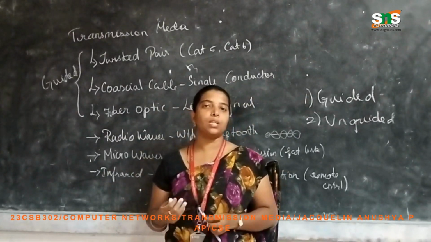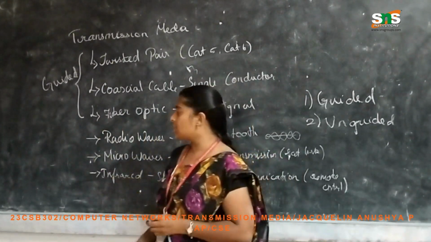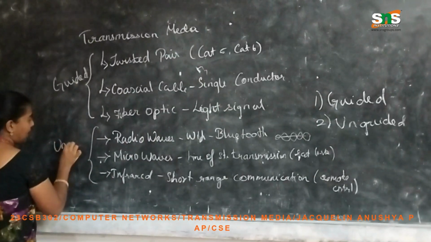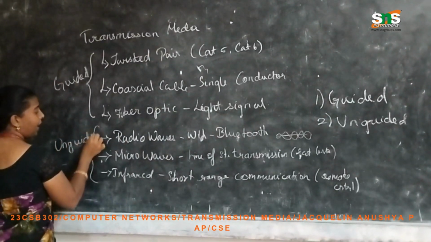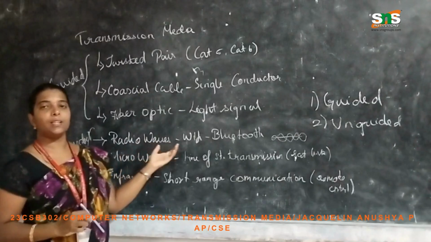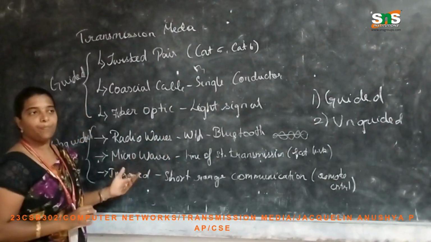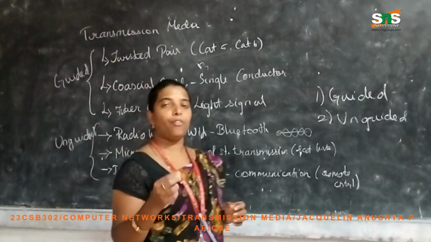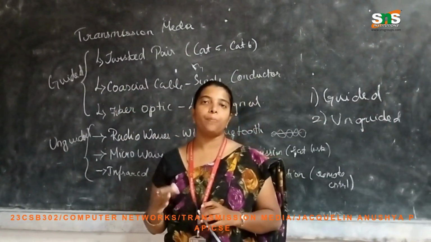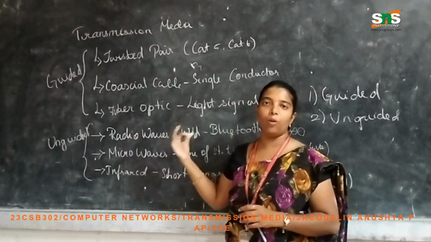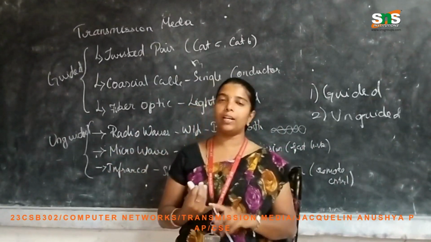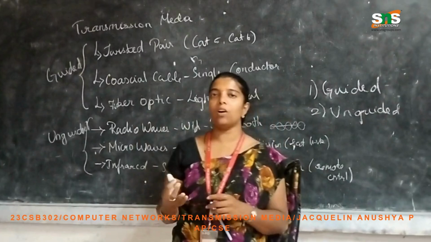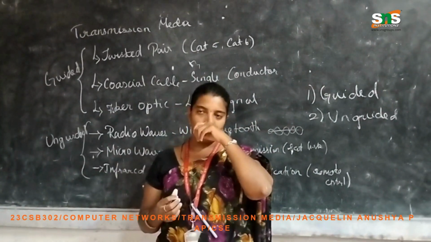Next we are going to see wireless communications, which we call unguided transmission media. In unguided transmission media, you will have three kinds of waves: radio waves, microwaves and infrared waves. In radio waves, you have two types, Wi-Fi and Bluetooth. We normally use Wi-Fi for connecting our internet communication from one device to another device, or even use our college Wi-Fi facility to access it.